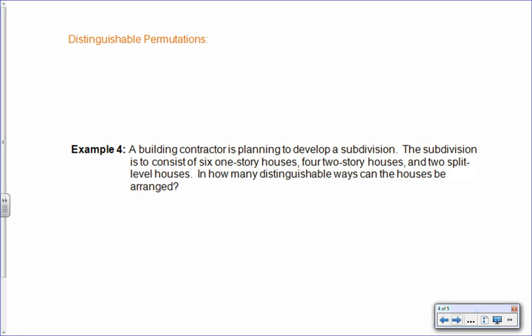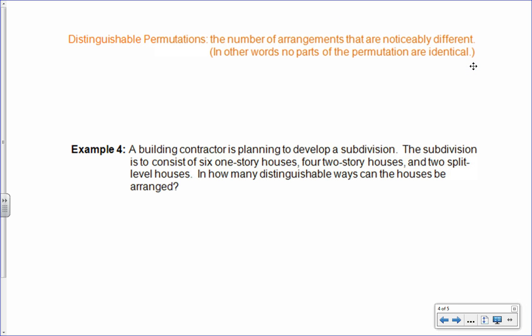Okay, distinguishable permutations. Any questions so far? I'm going fast because I know most of you have seen this before. This is where you have repeats, like when we had the letters before and you couldn't tell the difference between the letters. How would you figure out how many were distinguishable? An easy way to do it is with words, like if they're typed. It's the number of arrangements that are noticeably different.